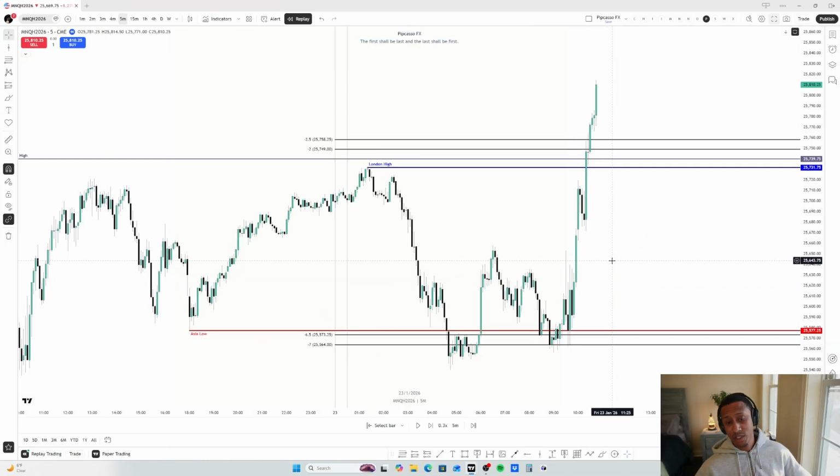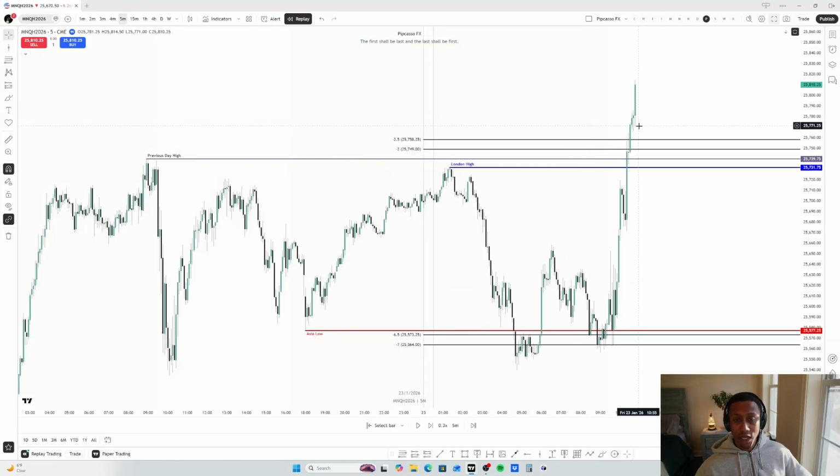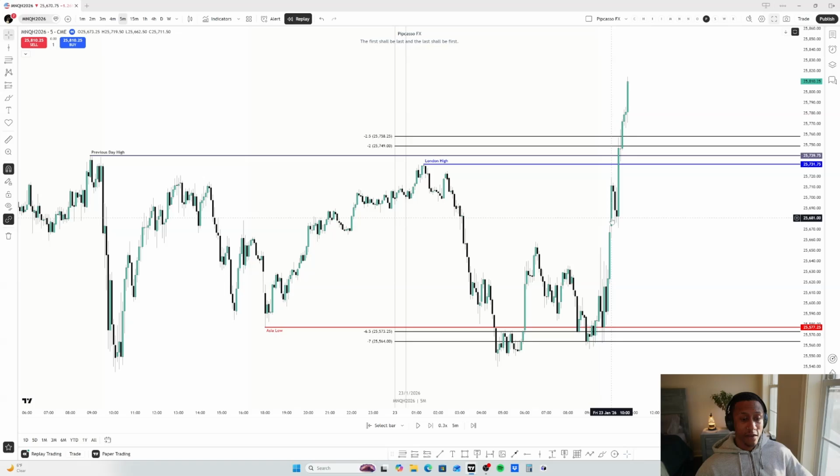Is this model 100%? No. No one has a 100% model. This is a model that is just repeatable and has happened multiple times, helped me pass funded accounts. If you can understand that session highs and lows are the draw on liquidity almost every single day, like it's going to happen. It can't not happen. So I was looking at price.